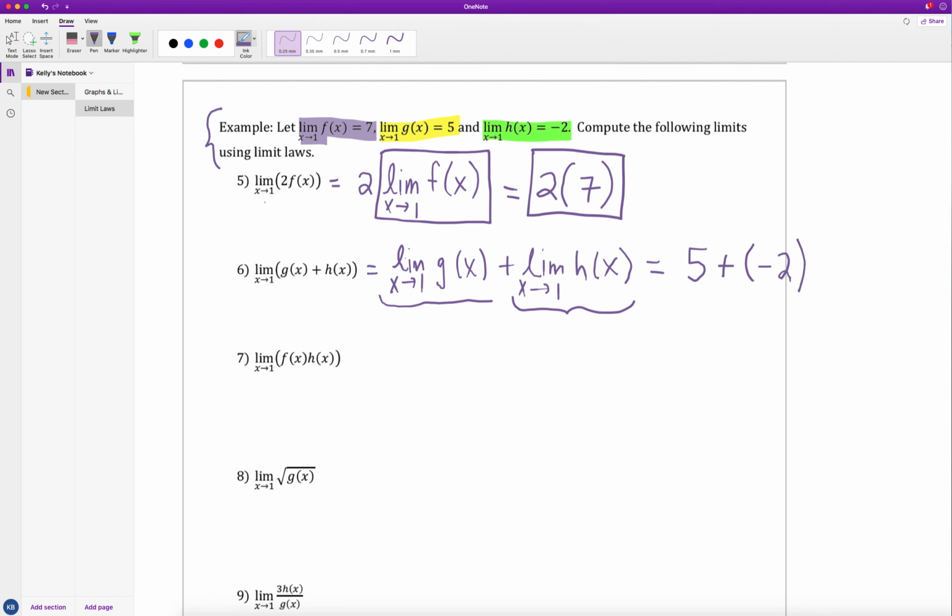So I get 5 plus -2, or if you want to write it as 5 minus 2 would work as well. Since my answer is numeric, I can go ahead and box it because I'm good to go.